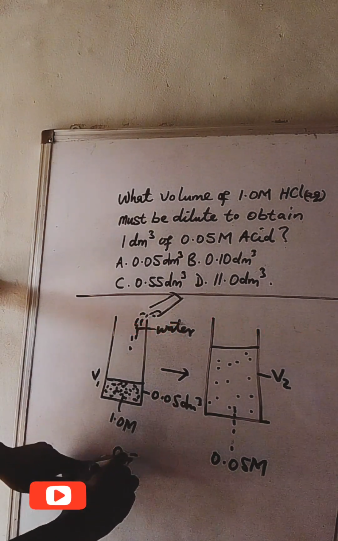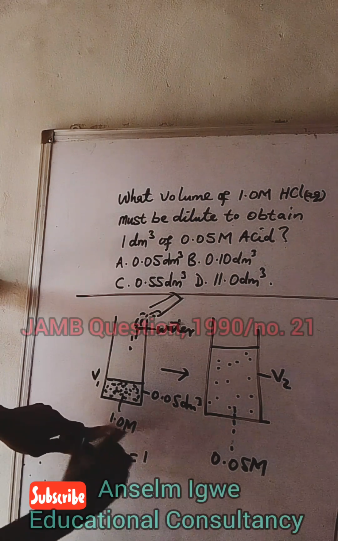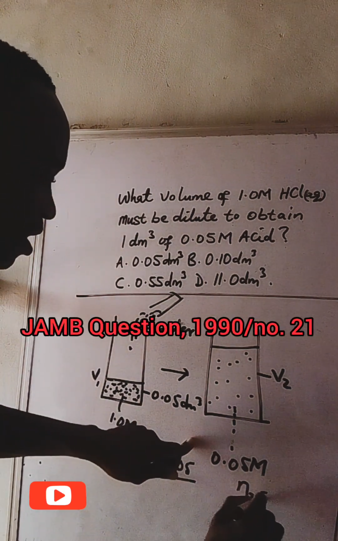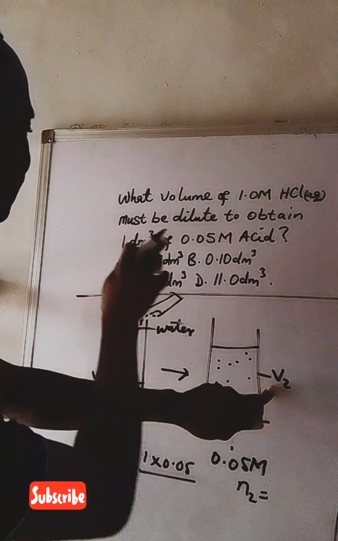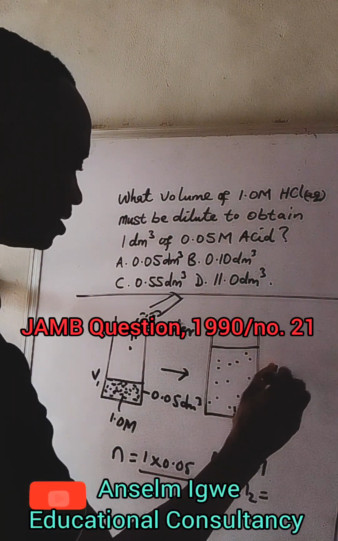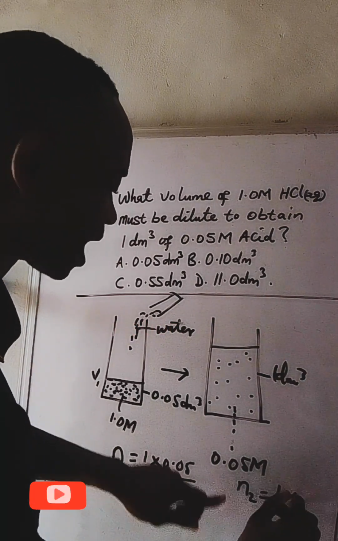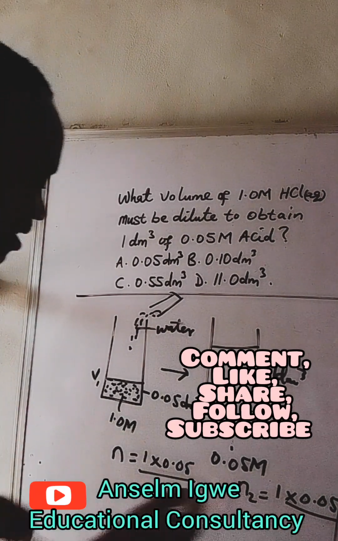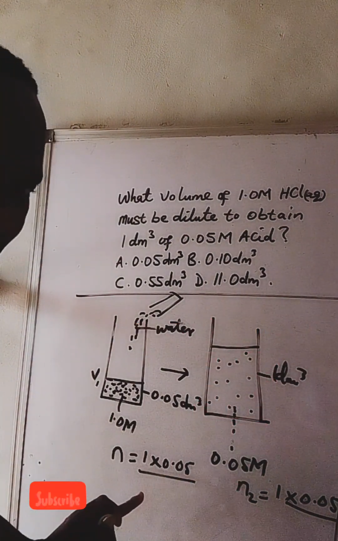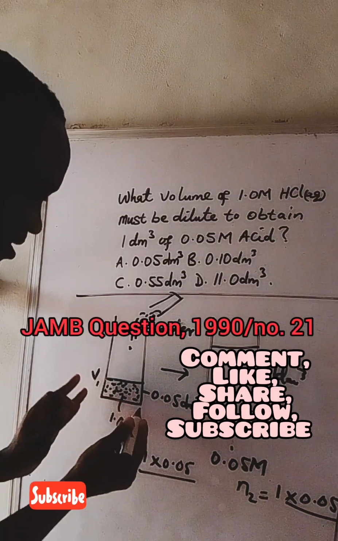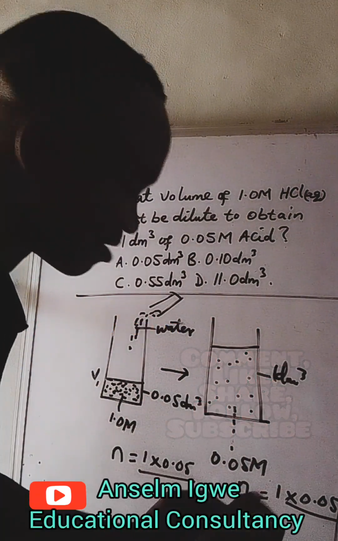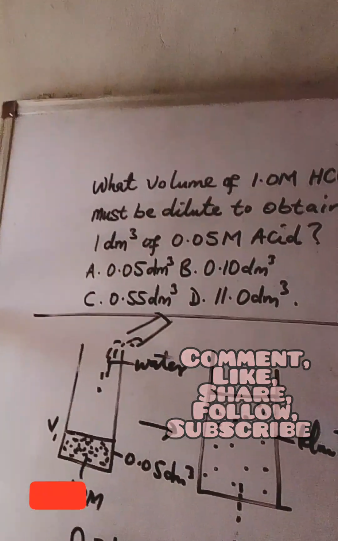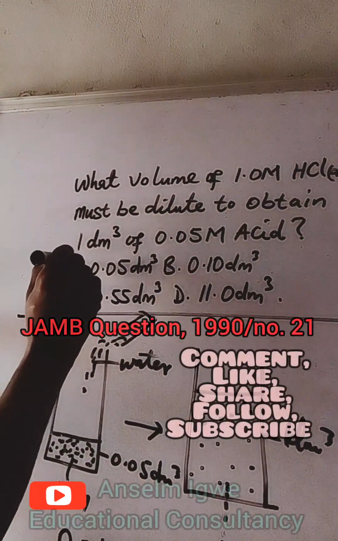So that the number of moles here will be 1 molar times 0.05, while the number of moles here will be V2, which is 1 dm cube, times the concentration, 0.05. You see that the number of moles, this has proven that the number of moles in the first instance is equal to the number of moles in the second instance. This is the answer, and it is before our eyes. A.